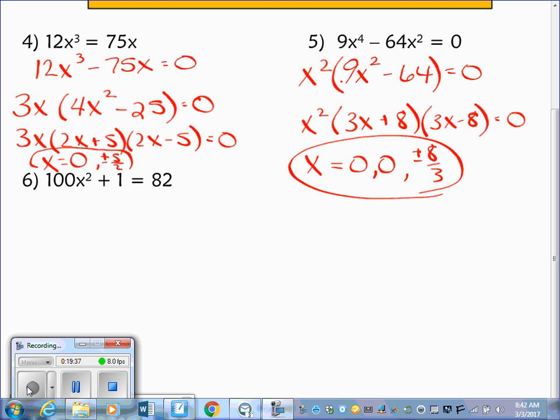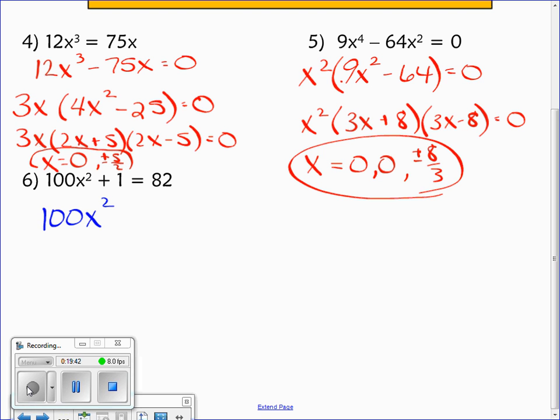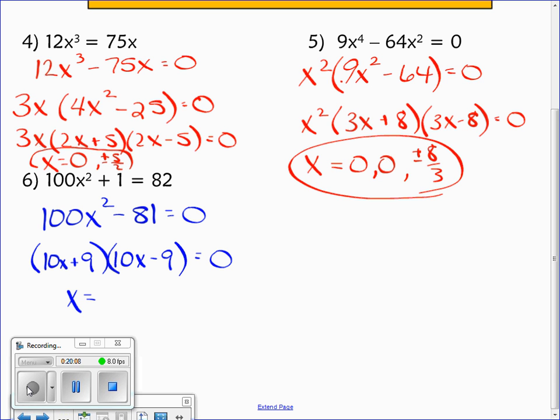All right, guys. Number 6. What's the first thing you did? Subtract 82. So we get 100x squared minus 81. Is there a GCF in this problem? No, there's not. How does it factor? Good. So x equals? Good. Plus or minus 9/10.